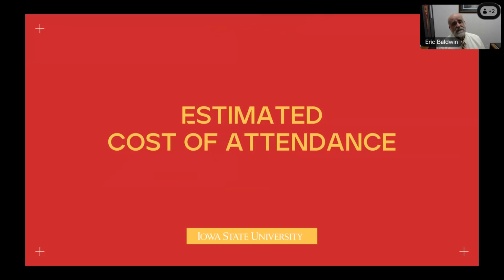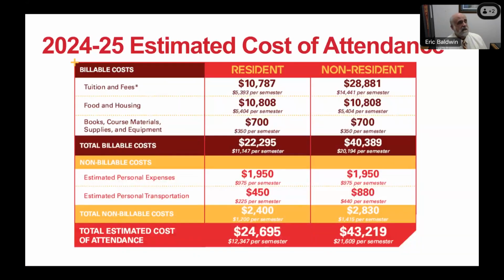So we're going to look at your estimated cost of attendance. This is for first year, and this is pretty close to your estimated cost of attendance. It shows you your resident and non-resident, which is if you're in state or if you're out of state.